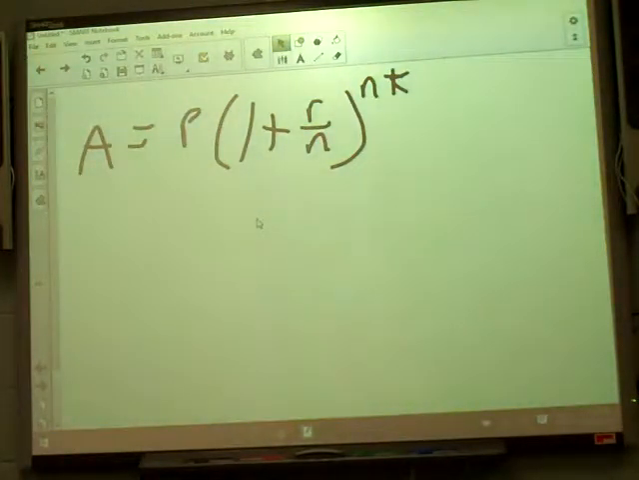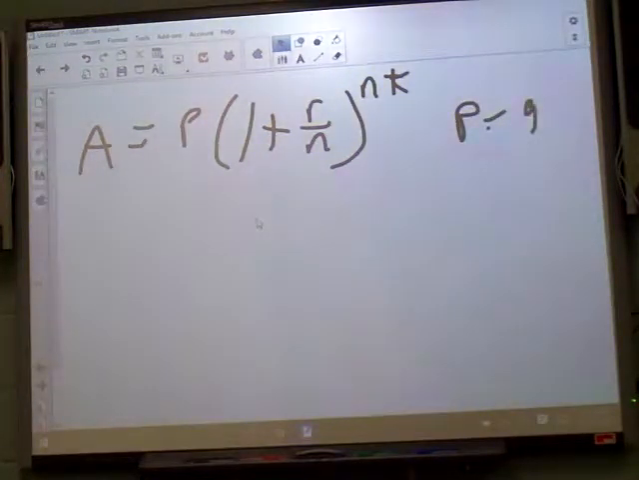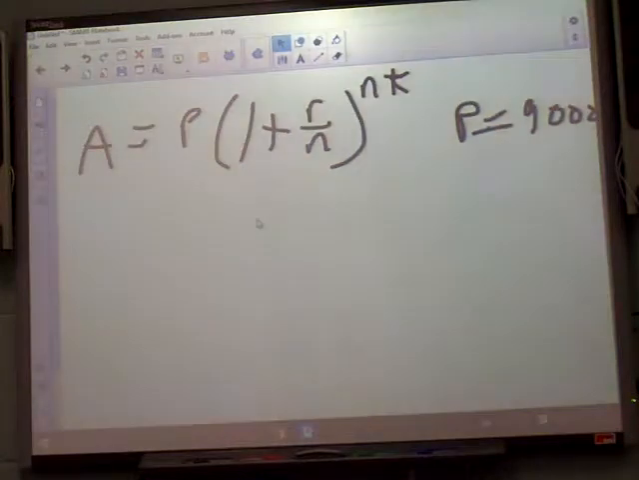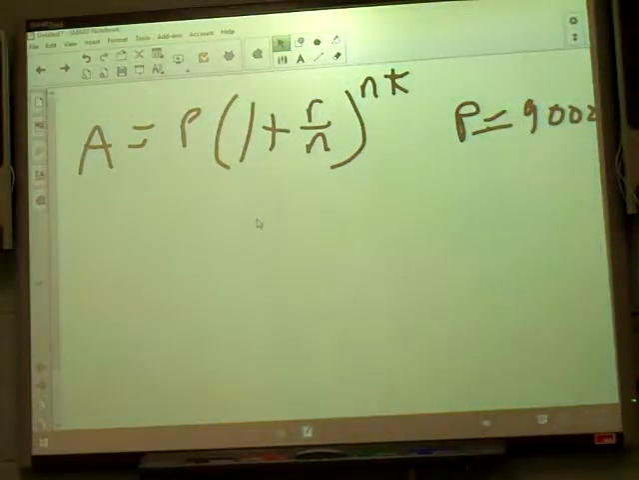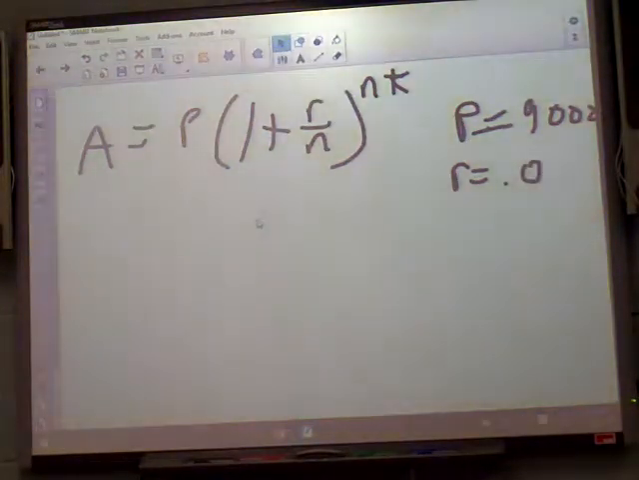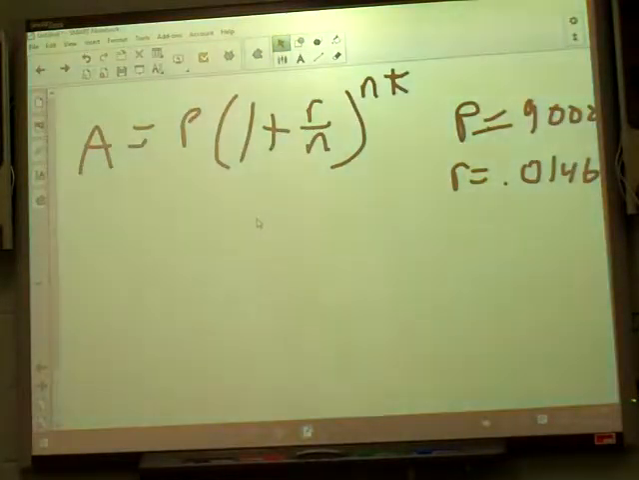So here's our problem. We deposit $9,000 in an account. So our P is 9,000. We deposit $9,000 into an account that pays 1.46% interest. So our rate, move the decimal 2 times, 1.46% becomes 0.0146. Find the balance after 3 years.